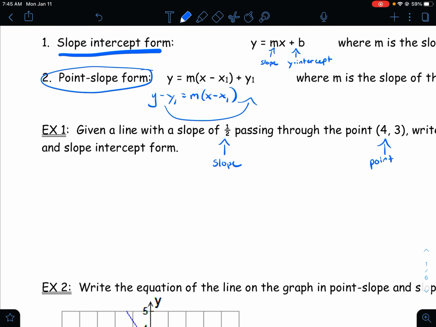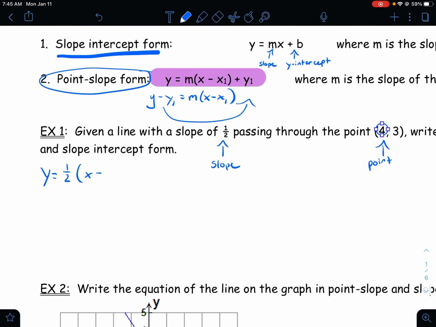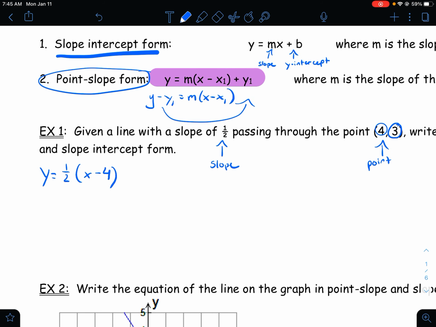So let's go ahead, we'll use the first one. It doesn't matter which one you use, honestly, but we'll use the first version here. So we've got y equals, and then for m, we're going to plug in our slope. So y equals 1/2 times (x minus x1). Your x1 is going to be the x coordinate of your point, so in this case, that's going to be 4. And then we've got plus y1, which is the y coordinate of your point, so we're going to say plus 3. So this is your point-slope form, and we could stop here for point-slope form.